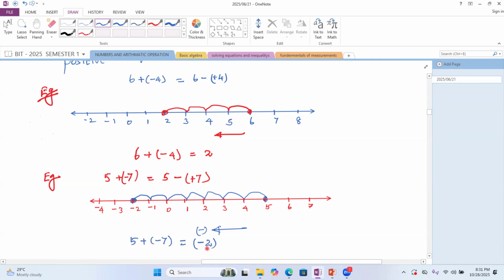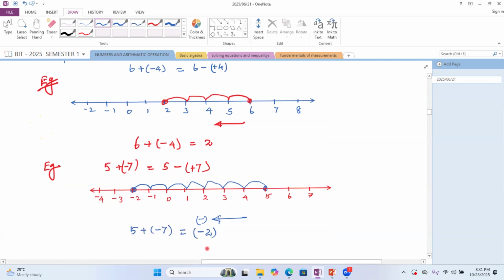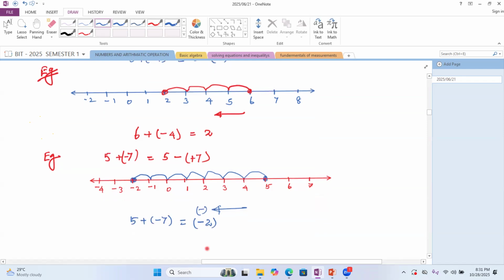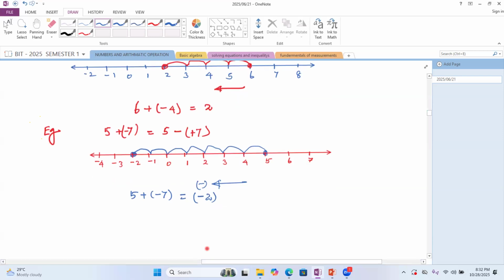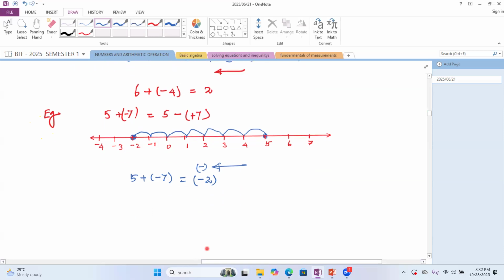So we can write the cases: adding positive numbers, adding negative numbers, subtracting positive numbers, and then subtracting negative numbers.